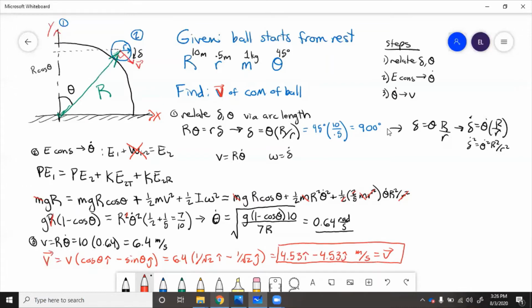So to recap what we did for this problem, first, we related the distance that the ball spun to the distance down the hill that it had gone. Then we plugged those geometric relationships into the conservation of energy equation to boil it down to one unknown, theta dot. Then once we found theta dot, we converted the angular velocity to the linear velocity using the radius and the direction.